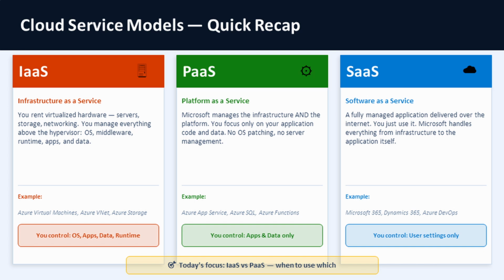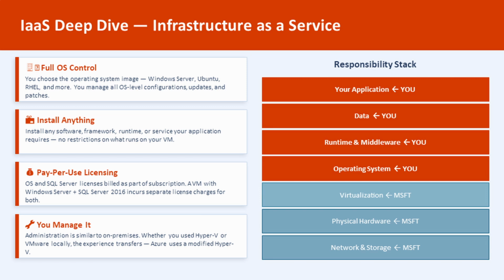Today, we're laser-focused on the middle 2, IaaS and PaaS. And we're going to understand not just what they are, but precisely when to choose one over the other. Now let's go deeper into IaaS. IaaS is often the natural first step for traditional IT professionals moving to the cloud, and for good reason. It closely mirrors what they already know from on-premises environments.